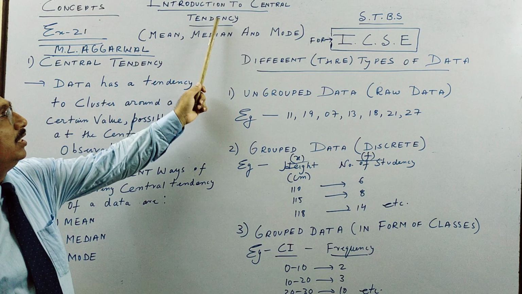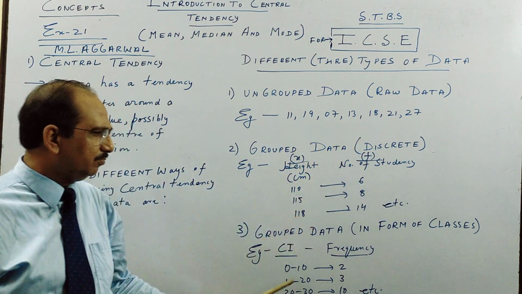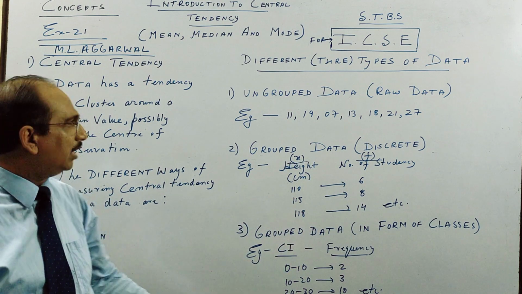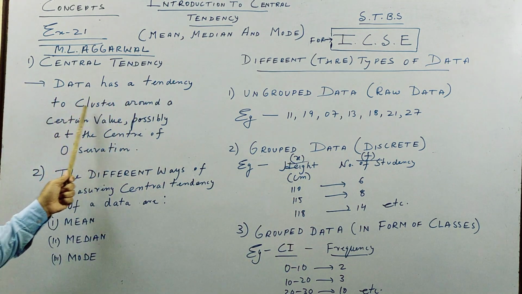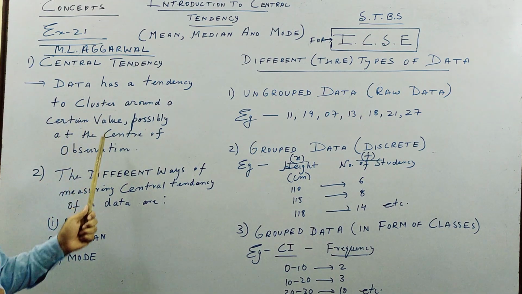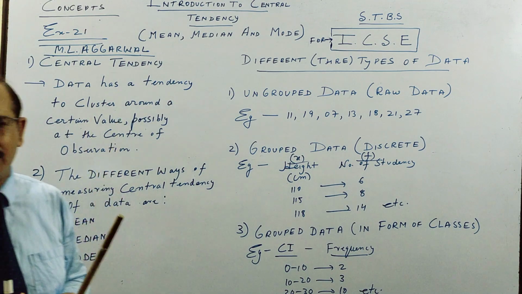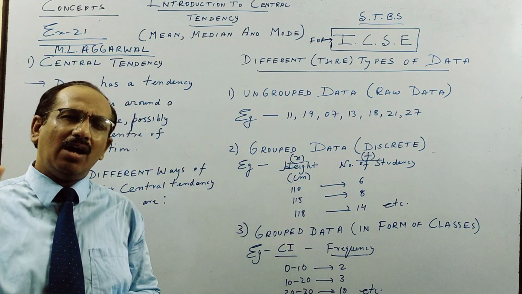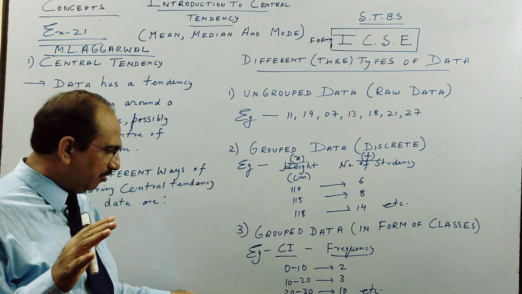What is the meaning of central tendency? See, any type of data you will see. Okay, we have three types of data, I'll explain. Data has a tendency to cluster around a certain value. We will see it possibly at the center, somewhere. Let me give you one example. If you give an exam, you will see some children are very weak. Like this, I could not put all the values.